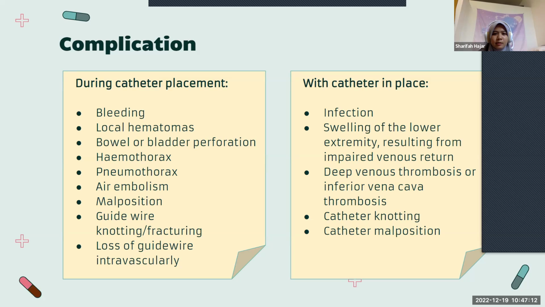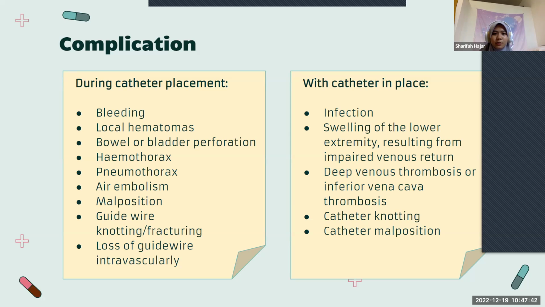And then with the catheter in place, there is risk of infection, CRBSI, catheter-related bloodstream infection. And then there is risk of swelling over the lower extremity resulting from impaired venous return. The swelling can often be managed by elevating the leg, and care should be taken to confirm palpable distal pulses in this patient.